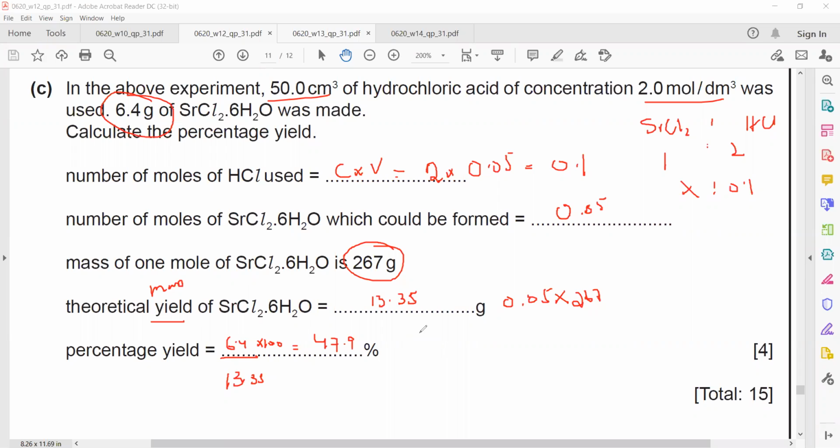So first we got the moles of HCl. Using the moles of HCl, we find the moles of hydrated strontium chloride, and then we got the mass, and percentage yield is the practical value of a product divided by the theoretical value multiplied by 100. Is this question clear?